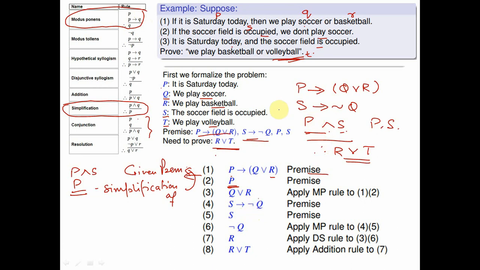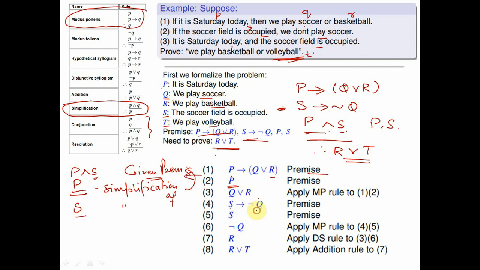Another premise that we have is S implies negation of Q. Once again, I can also derive S from here by simplification of this premise. This premise is giving me two things. If P and S is true, obviously P is true and S is true. Both of them are true.